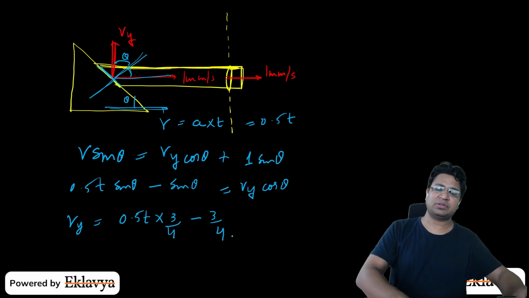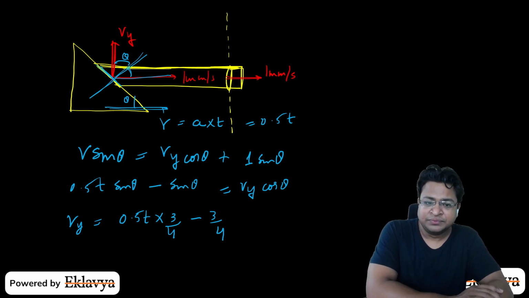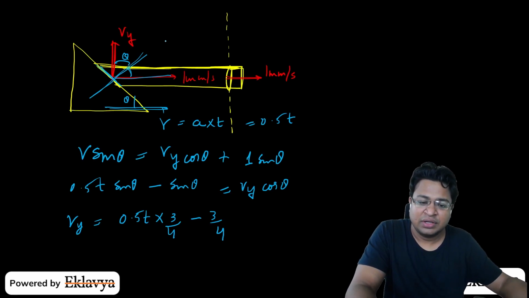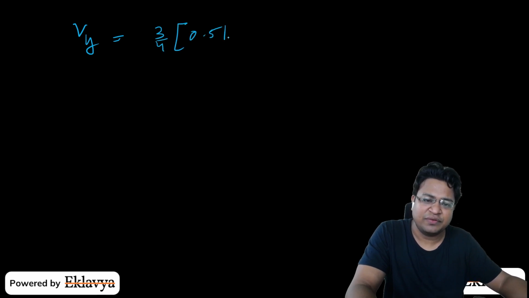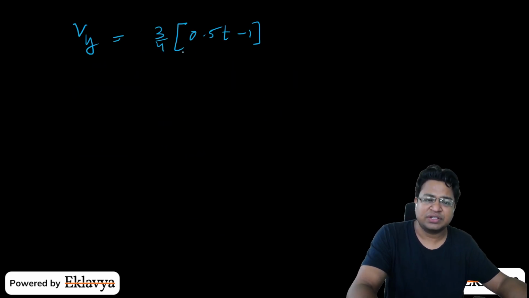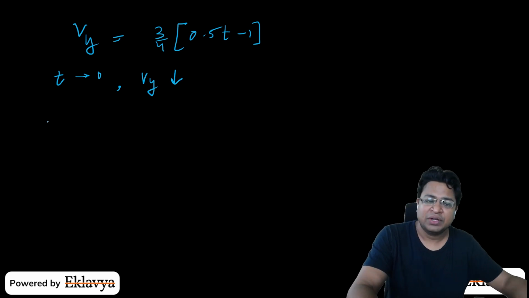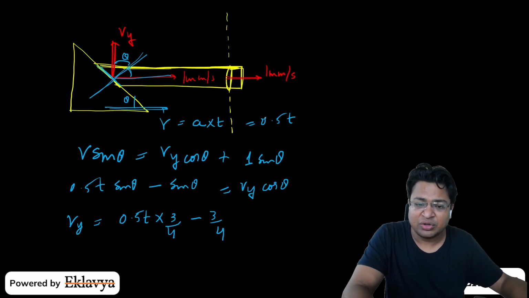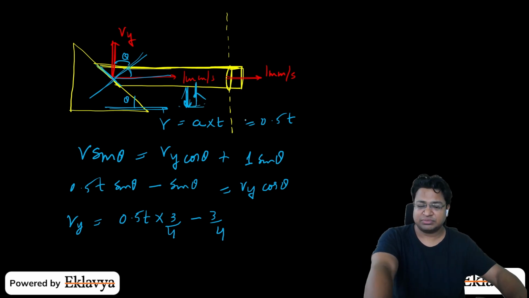Let me just check whether the calculations are correct or not. Yeah, seems correct. So now Vy becomes 3 by 4 and then 0.5 t minus 1. Now, if you notice this function Vy, at t tends to 0, Vy was negative, that means downward. At t equal to 2 seconds, Vy becomes 0, and for t greater than 2 seconds, Vy becomes positive. So basically, this bar goes down initially, and then at 2 seconds it comes to rest, and then it again goes back up. So this is what is happening in this bar.